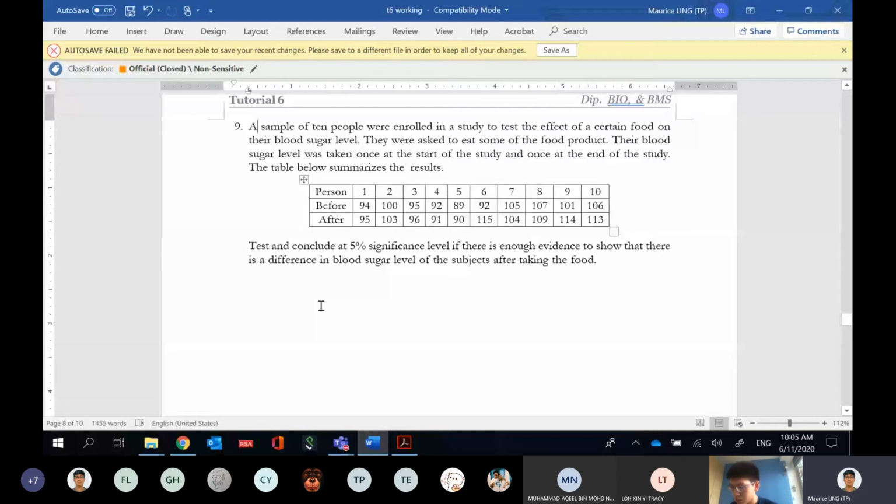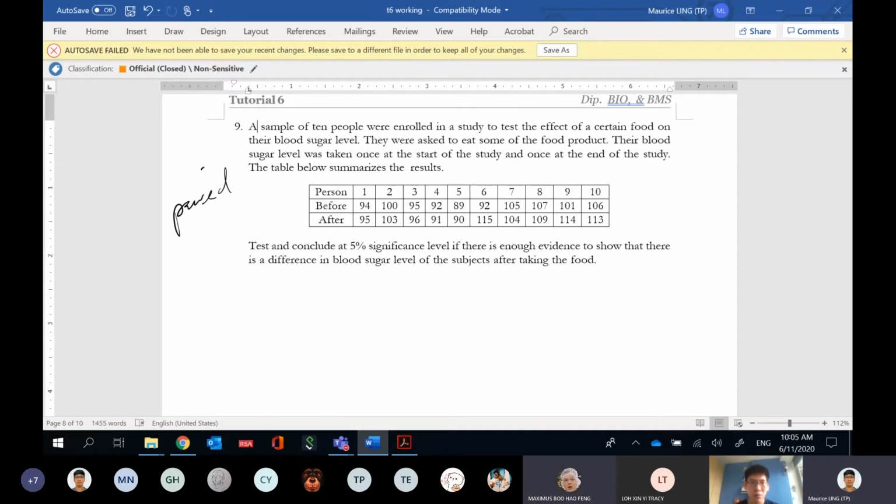Okay, question 9. Maximus. What do we use? Paired t-test. Paired t-test, okay? All right.